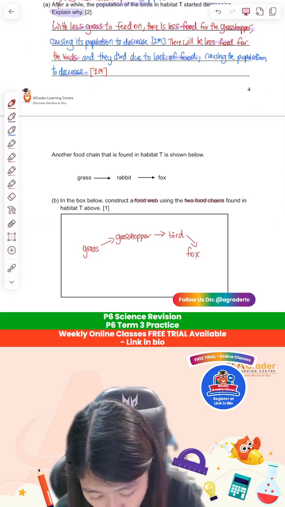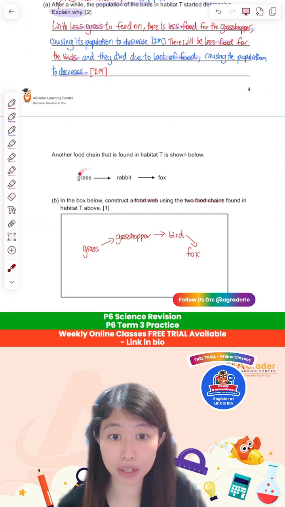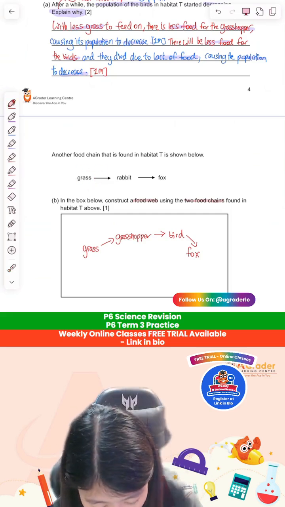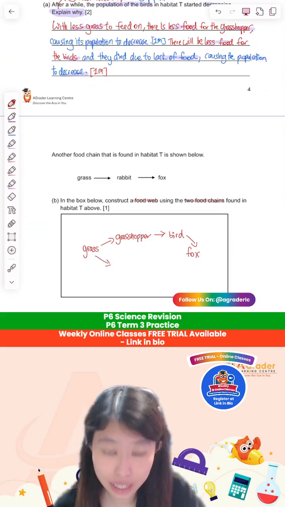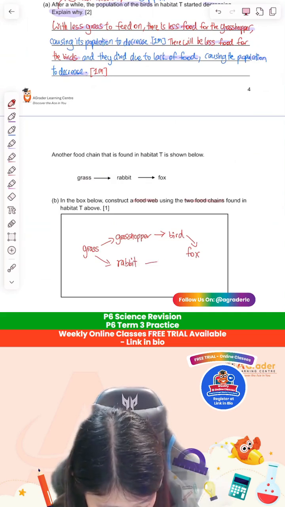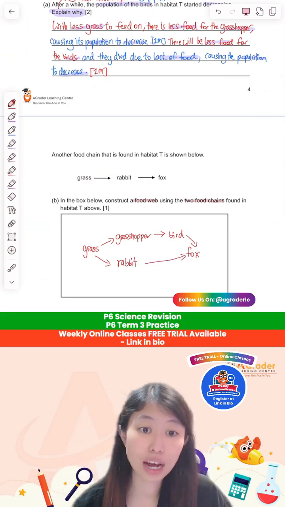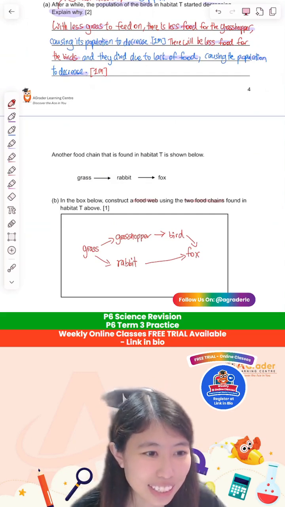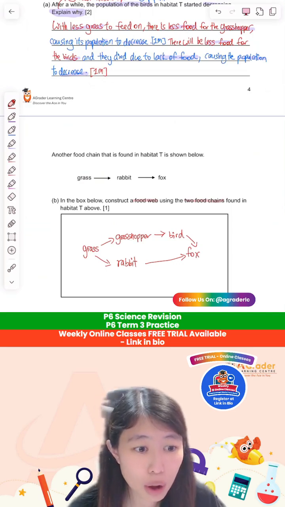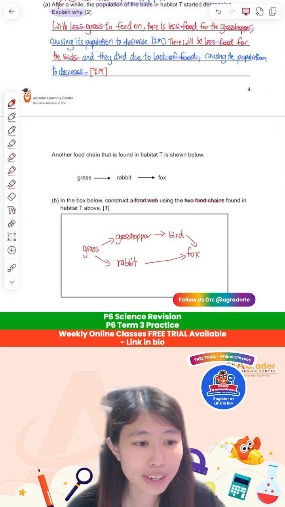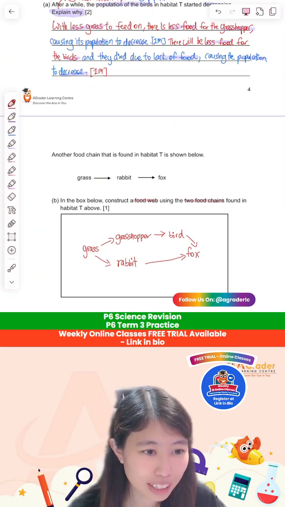Then my second food chain. Since grass is repeated, I do not write this word again. I just have to arrow out from the grass, and it will be my rabbit, and then the rabbit gets eaten by the fox. So this is how your mini food web should look. Anyone got any questions for B? Because this one I have to draw by myself. Do you have any questions for B?